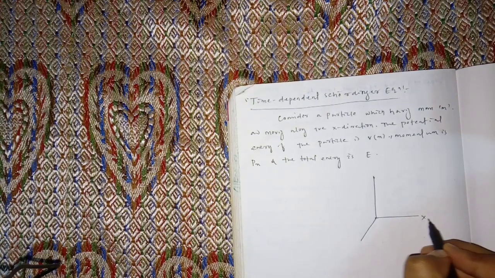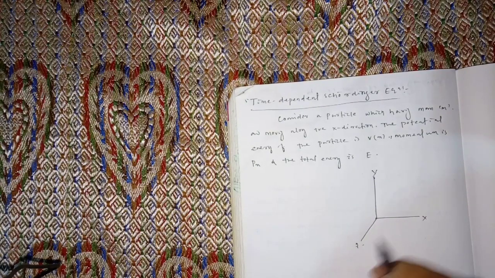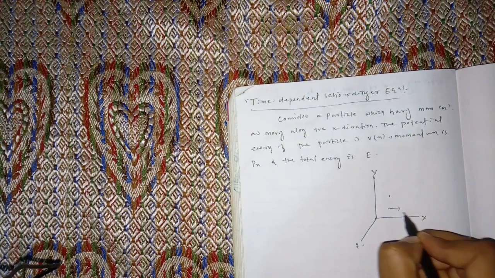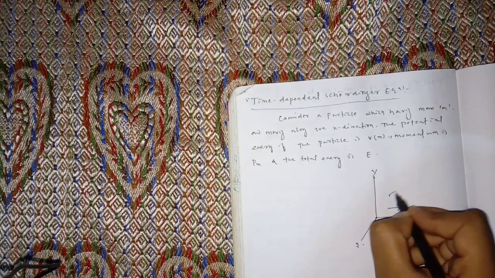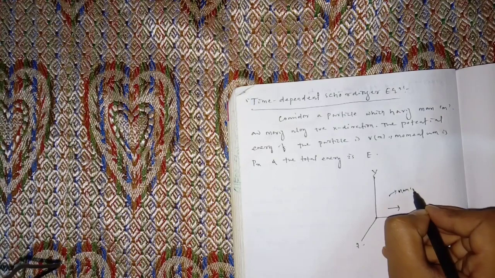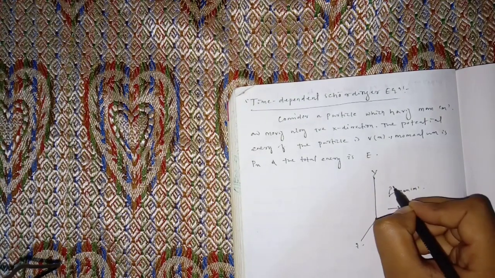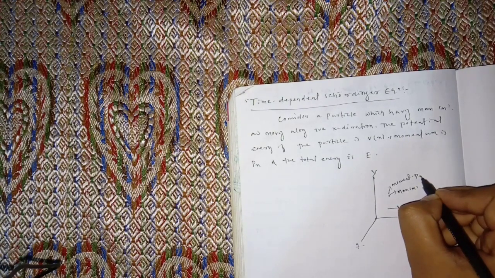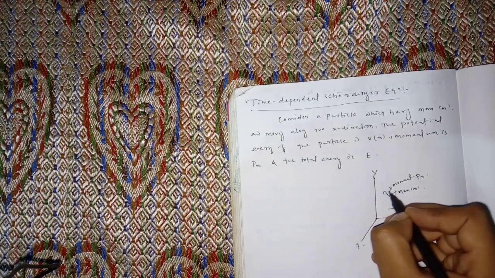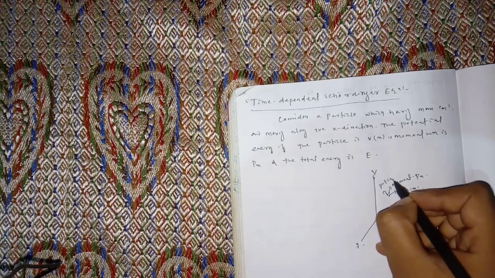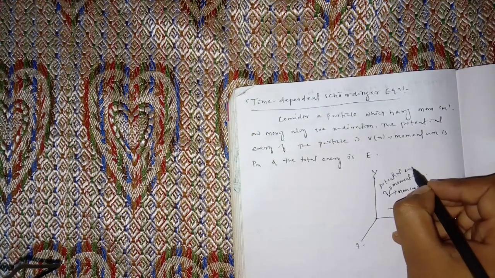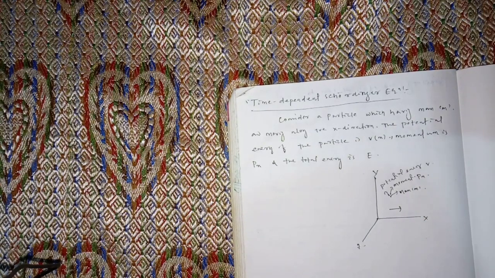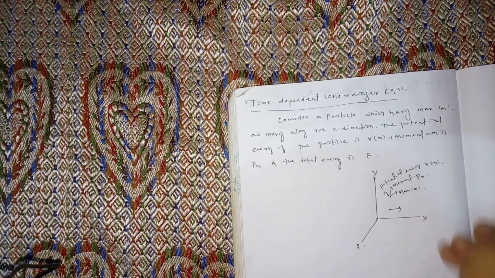This is the positive x direction, this is positive y, this is positive z. Suppose a particle is here, moving along the positive x direction, having mass m, momentum p of x, and potential energy V of x.